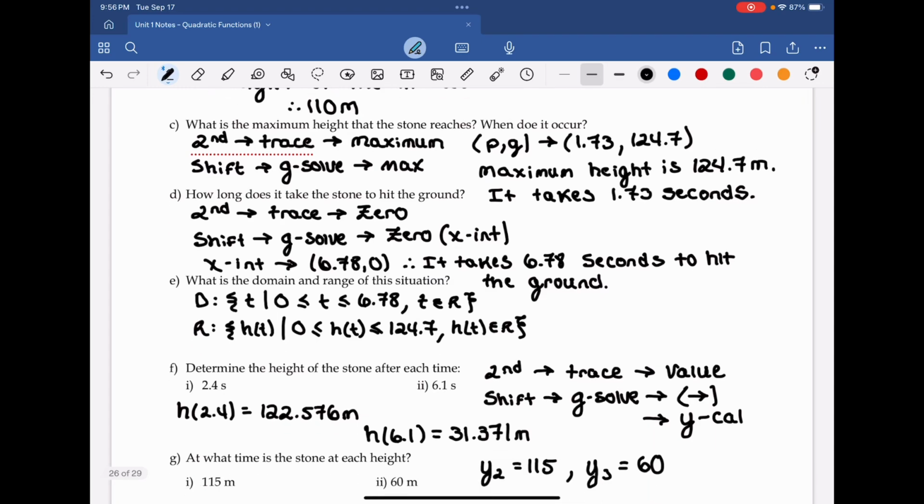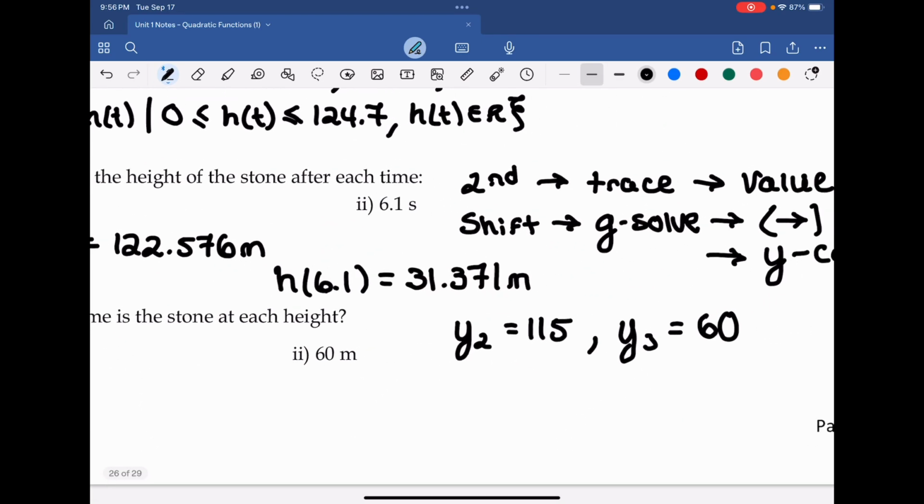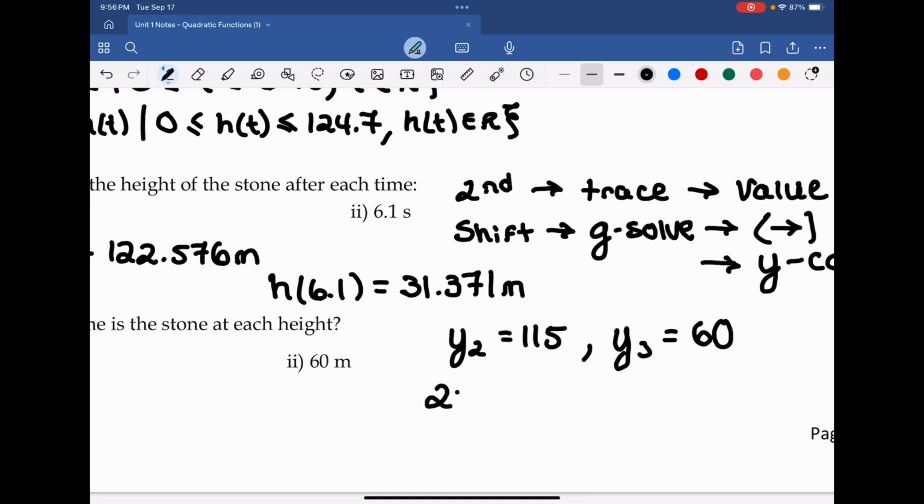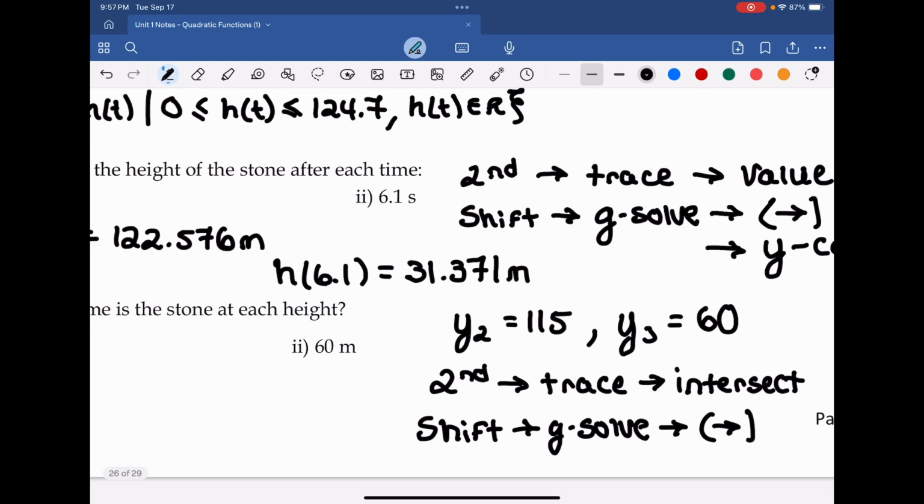Okay, let's go down here and let's make sure we enter this piece in here. And I'll provide some instructions here of what we actually want to do for this. For my TI users, you're going to go second, trace, and instead of value, I want you to click intersect. When you click intersect, I want you to highlight over those intersection points and click enter 3 times. For my Casio users, you're going to click shift, Gsolve. You may need to arrow over. So again, I'll put the arrow in the brackets because sometimes it's on the secondary menu.